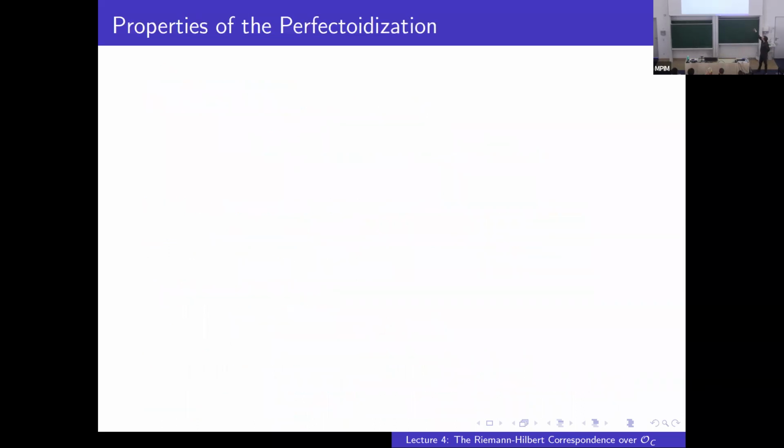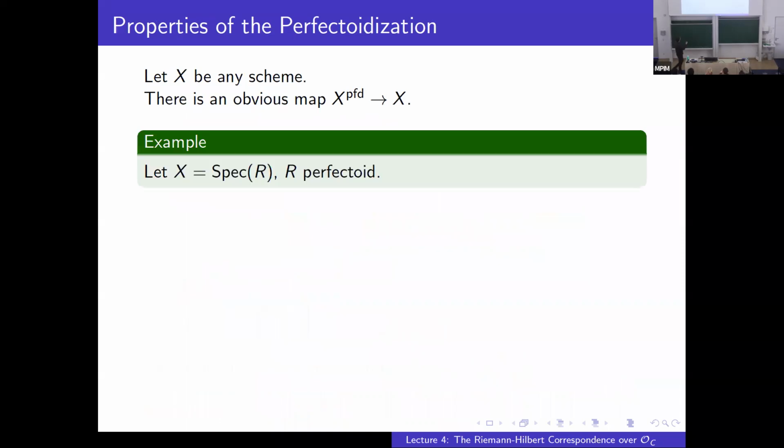Okay, so let me tell you about this construction. So X is any scheme. First, there's an obvious map from this perfectoidization of X back into X, because I told you an R-valued point of the perfectoidization is an R-valued point of X plus some additional structure. And a simple example, let's suppose that you start with X being the spectrum of a perfectoid ring. Then this perfectoidization is just the formal spectrum of the same perfectoid ring. And that map up there is just the inclusion of the p-adic completion of X into X.